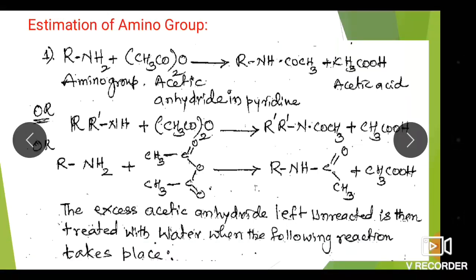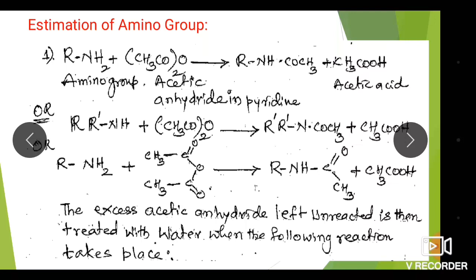Now what happened? This RNH2 group reacts with acetic anhydride. One of the protons from this amine group gets replaced by the acetyl group from the acetic anhydride, and we get the amide, as well as the side product, acetic acid. So the simple reaction is the replacement of one hydrogen from the amino group by the acyl group.